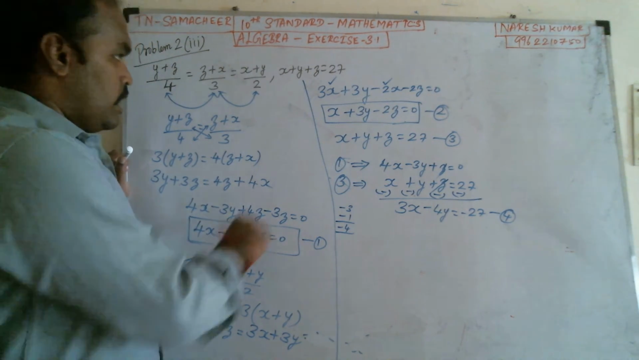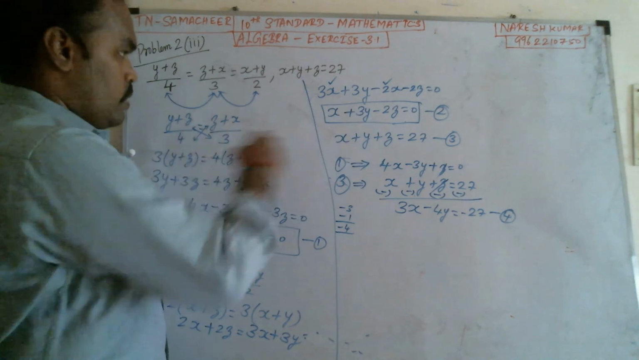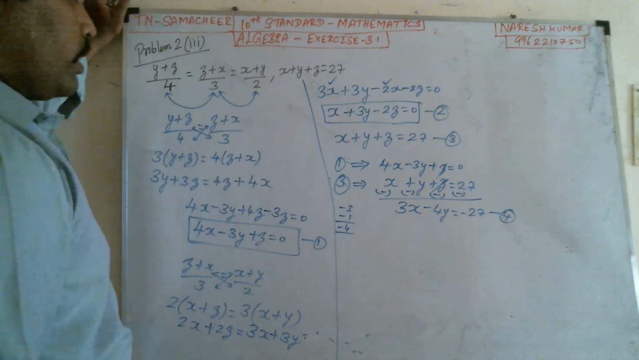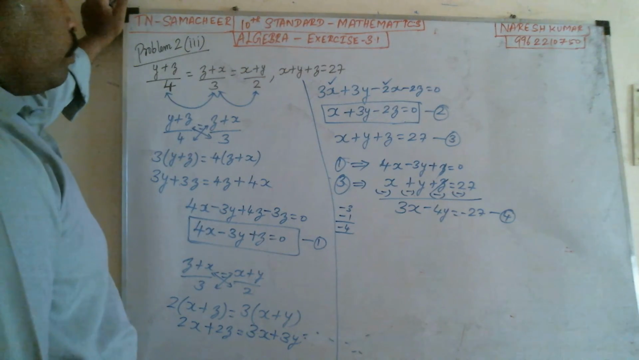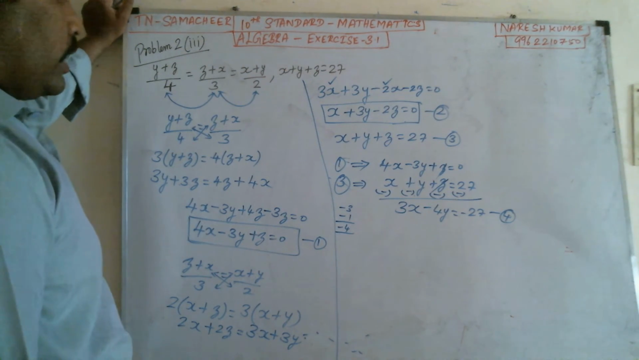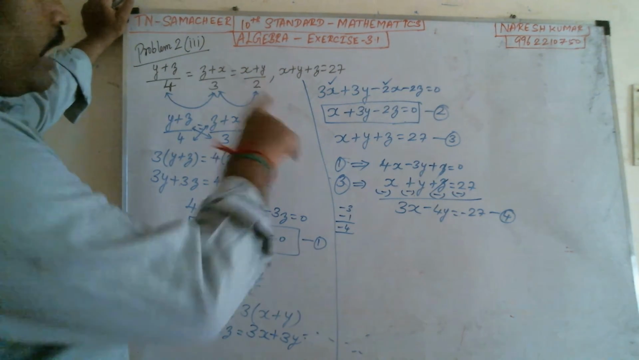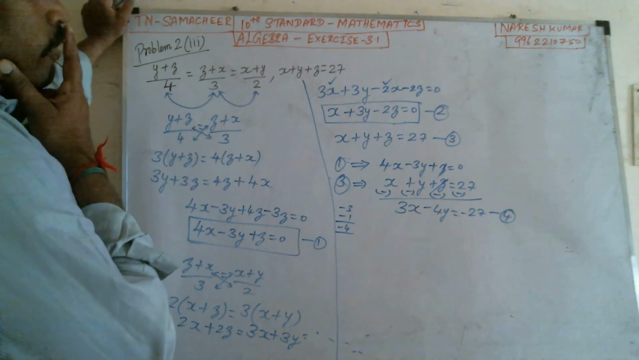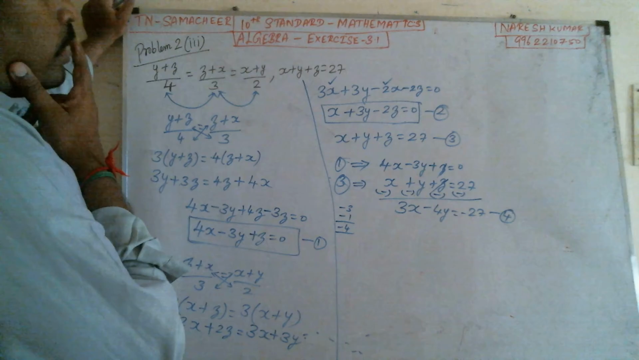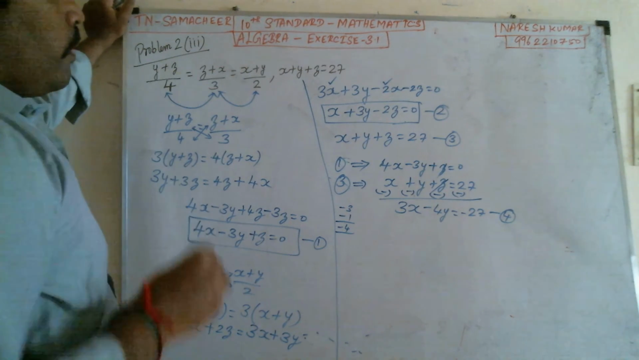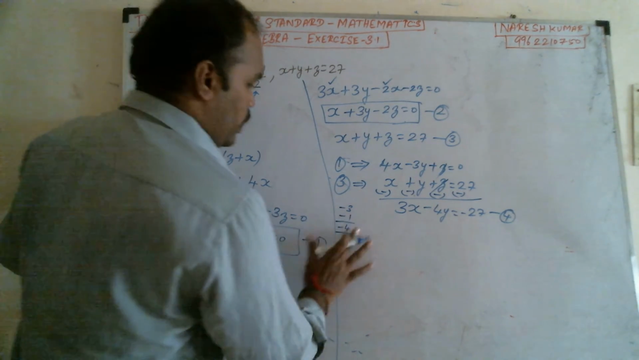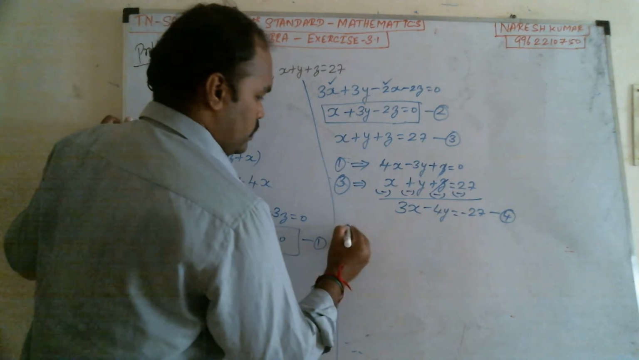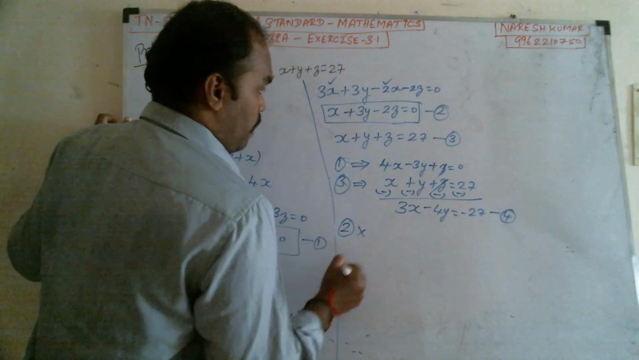First and second equation we can prefer, I guess, or else second and third we can prefer. So second and third, if we need to prefer, means how can we do? Second equation, multiply by which one?